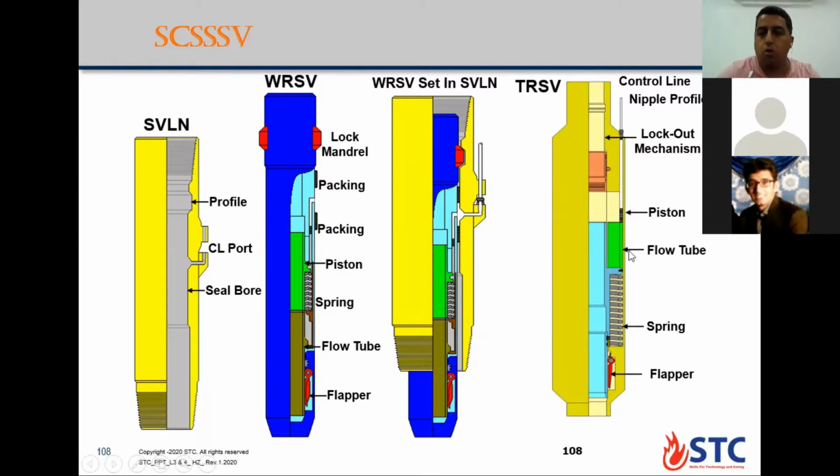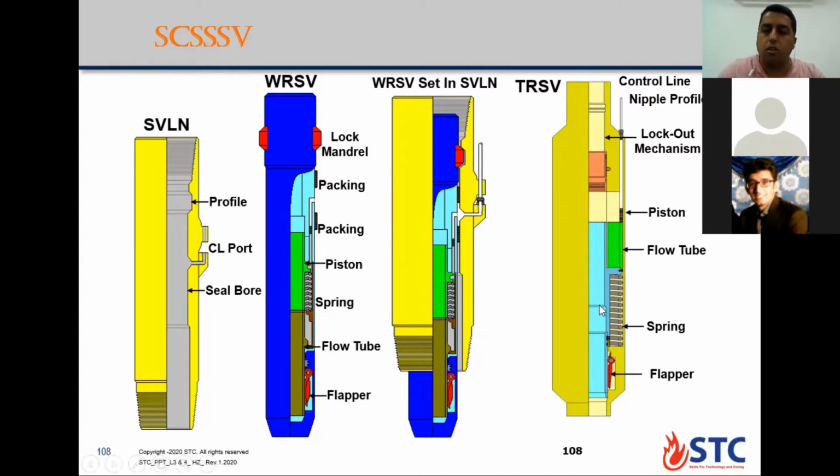It is run also in open position, part of the string, so we can have the control line connected from the surface. You can pressure up the control line at the surface to keep this tubing retrievable safety valve in open position while running in hole. This is the first way to keep it in open position. And also there is a second method to keep it in open position while running in hole, the tubing completion, by installing something called a straddle, also like a prong or slick line. We kept this one in open position.